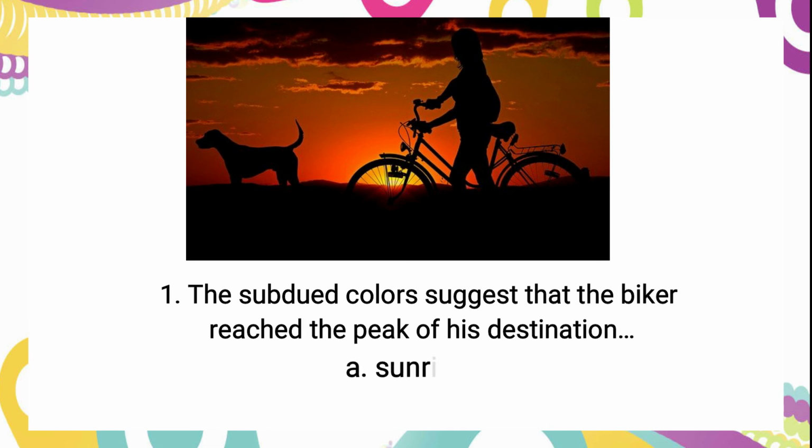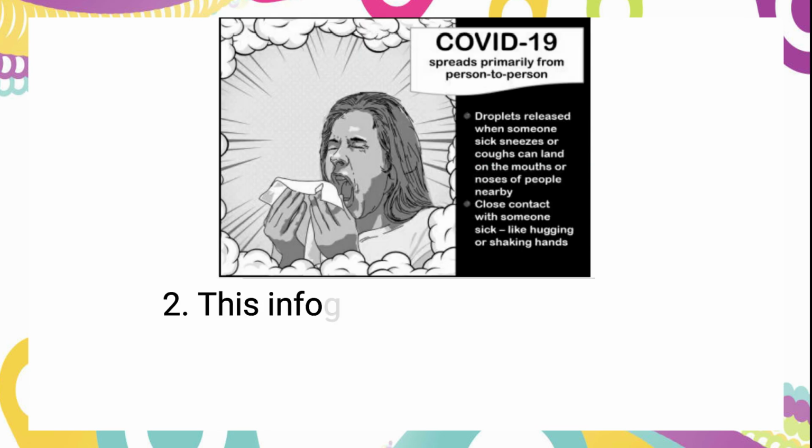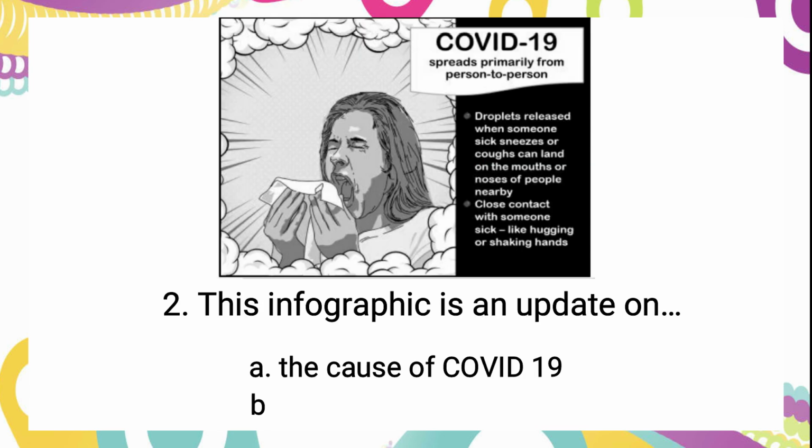Number 1. The subdued colors suggest that the biker reached the peak of his destination. Here are the choices. A. Sunrise. B. Sunset. Number 2. This infographic is an update on A. The cause of COVID-19. B. The spread of COVID-19.